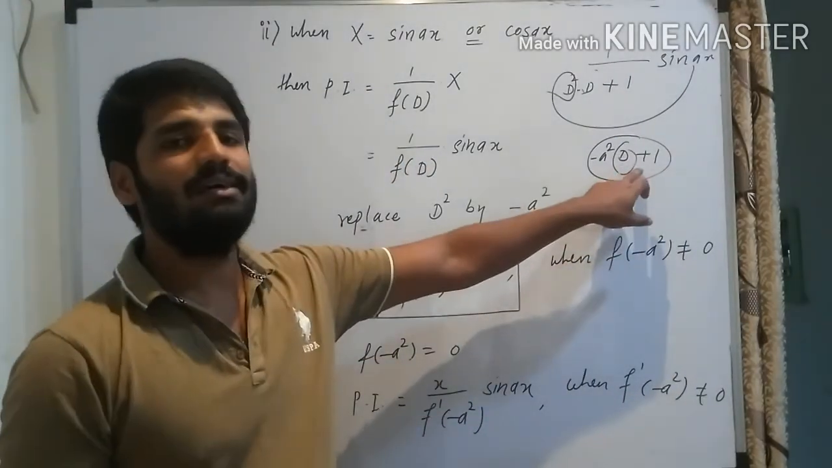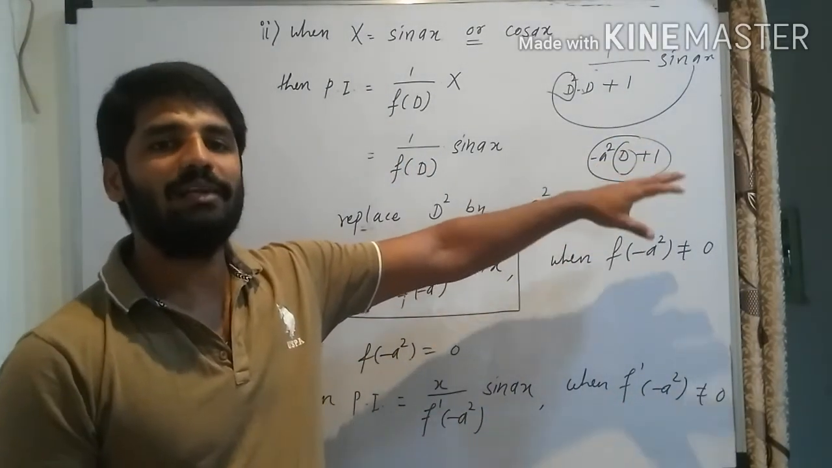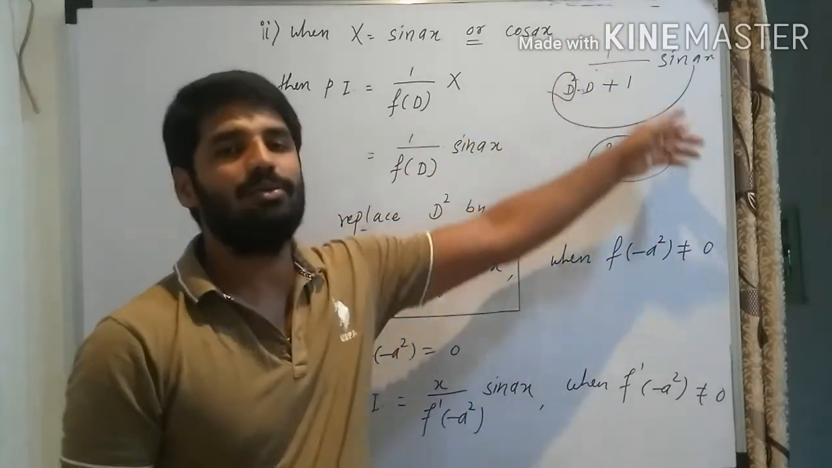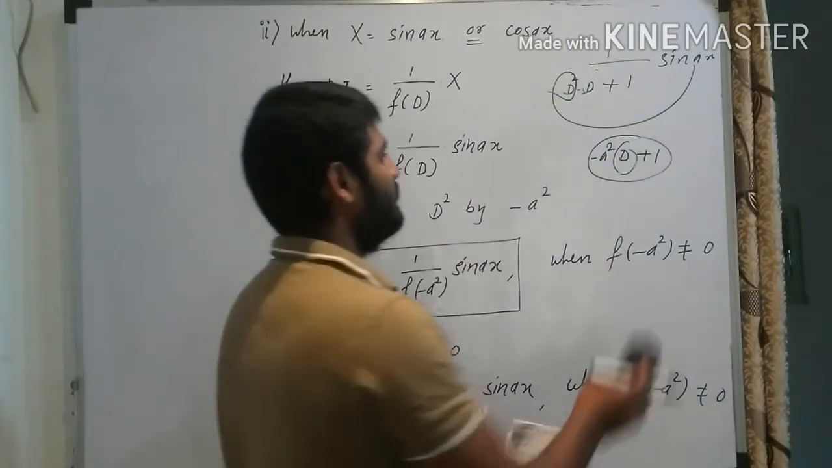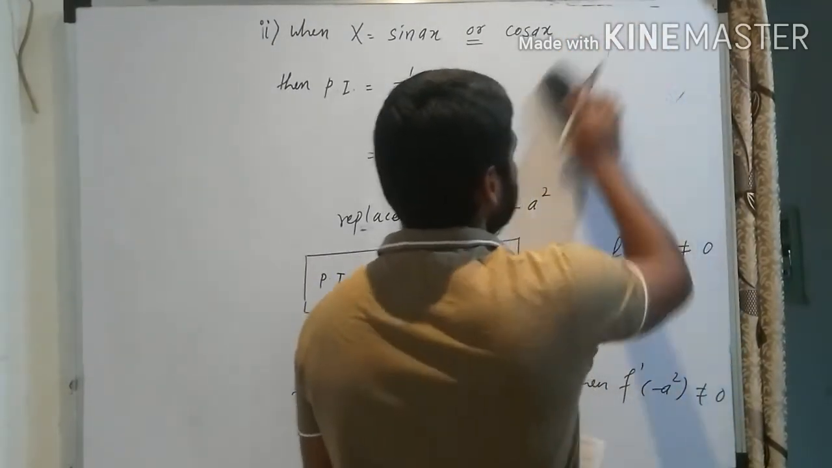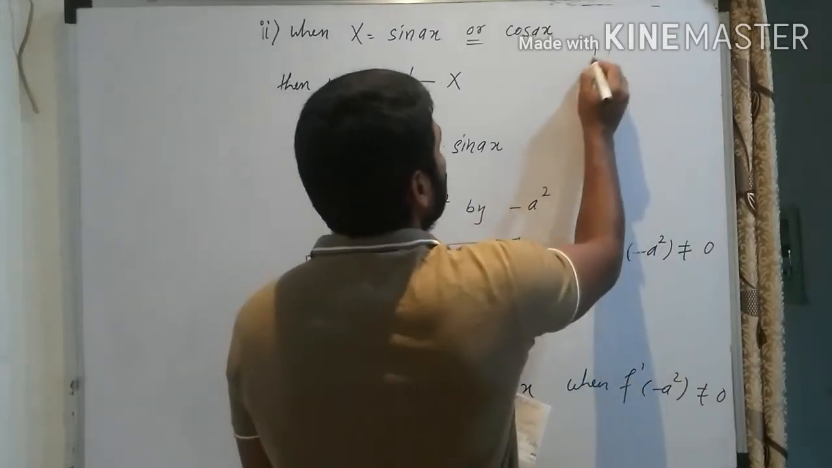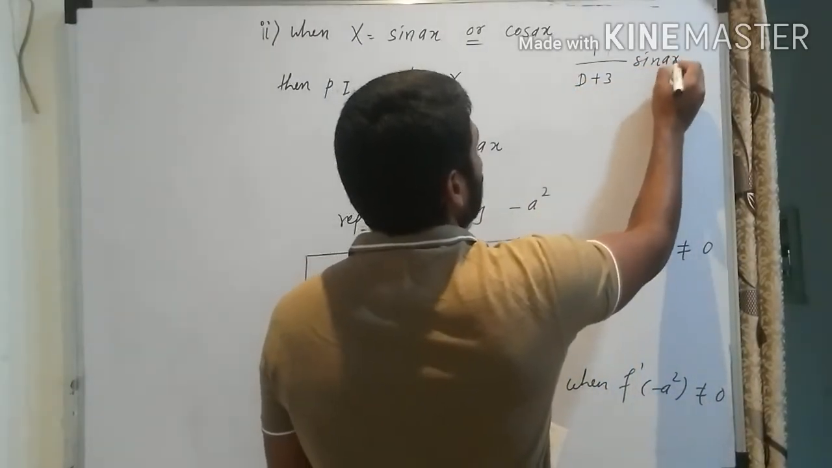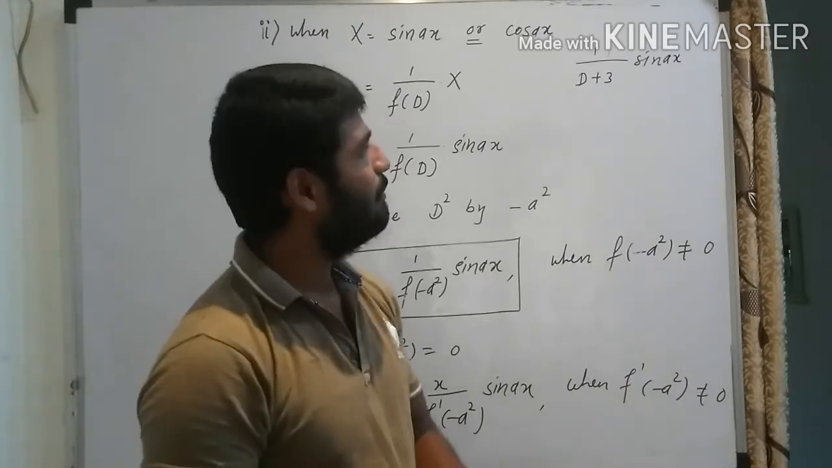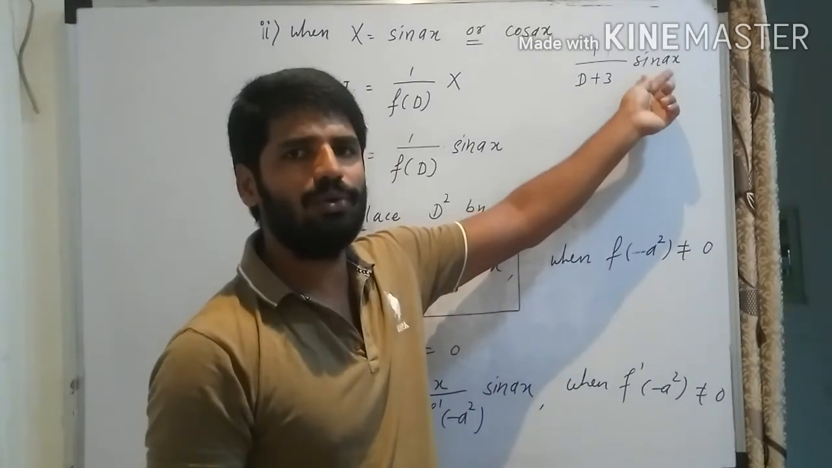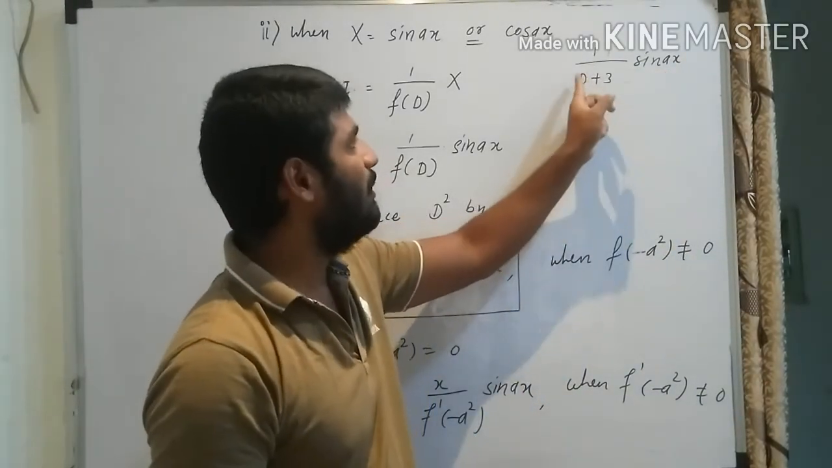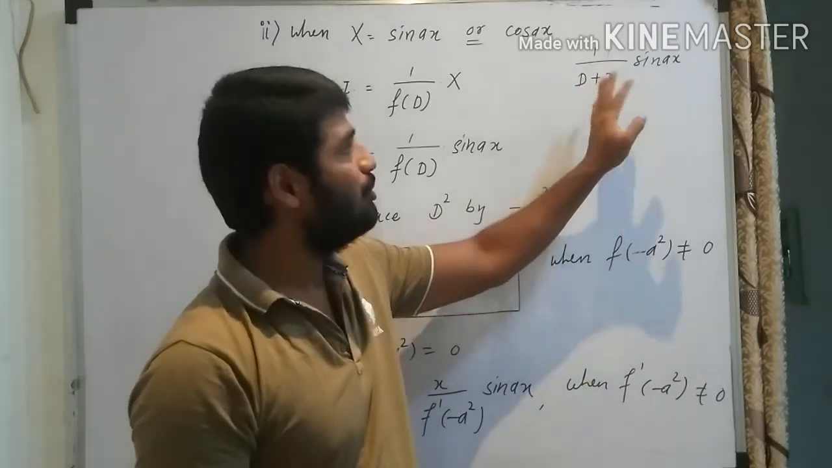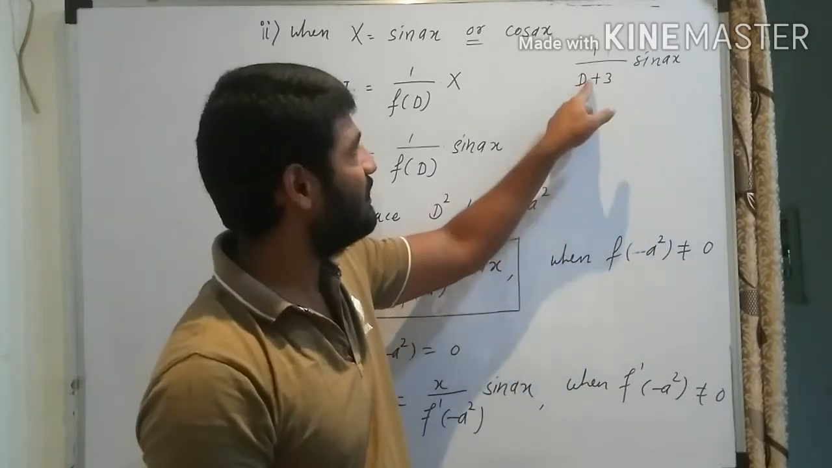Change the middle sign, and divide this factor and multiply this factor to the particular integral. We also see here one small problem. If we get a term like d plus 3 into sine ax, in that case we have to replace d square by minus a square, because sine ax is provided here. But d square is not here. So we have to do rationalization to convert this d into d square.